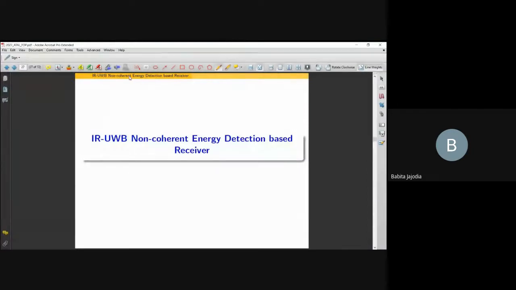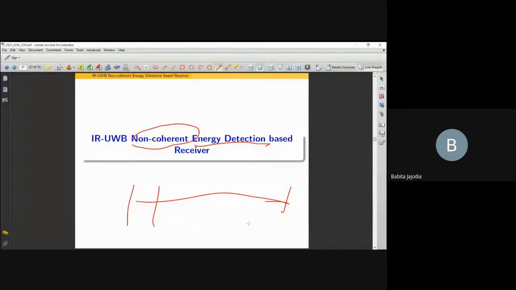Okay, so with this we completed the first part. We didn't discuss everything in detail, but I think you all have got a rough idea of how the receiver or transmitter can be designed, right? So now we will discuss a little bit more on the design of the receiver. As I have mentioned, we will be discussing non-coherent energy detection, and we have discussed it from the symbol perspective.